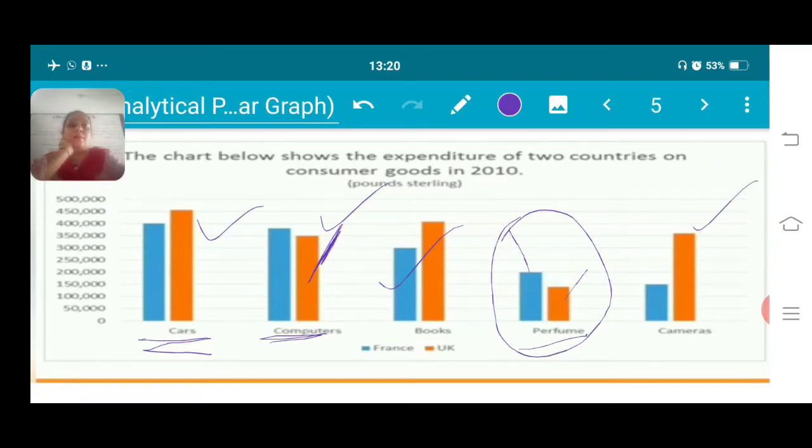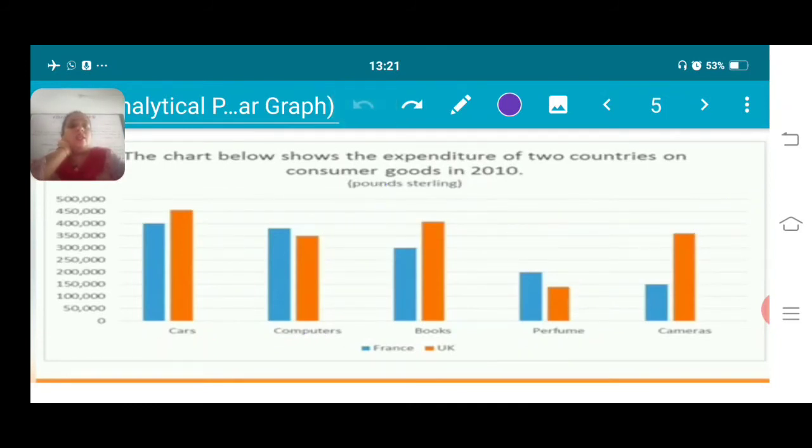And the last one is cameras. So the UK is spending about 3 lakh pounds on this, and France is spending approximately 1,50,000 pounds on this consumer good, which is cameras. So this is the overview we have taken of this graph, which country is doing what and what the expenditure is. We have got the difference between them, and who is spending more and who is spending less. Now with this we have to write our first paragraph, that is the introduction part.